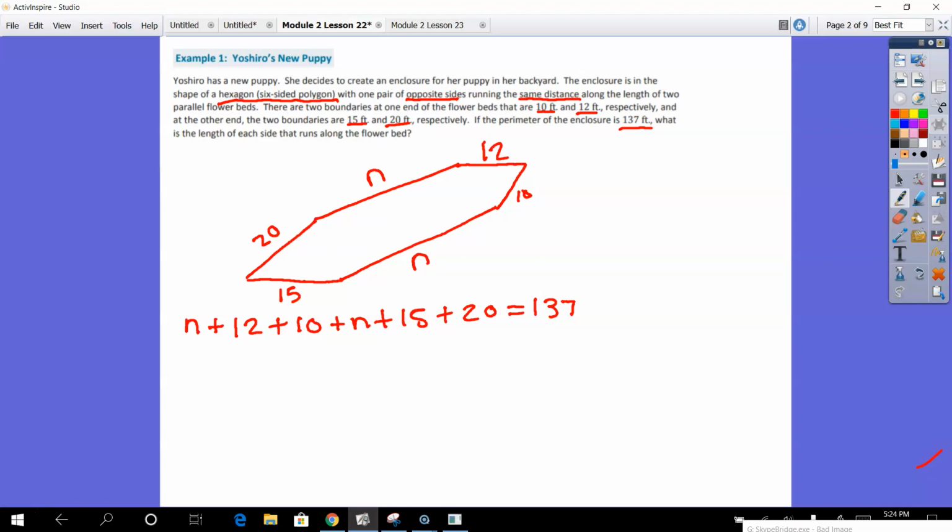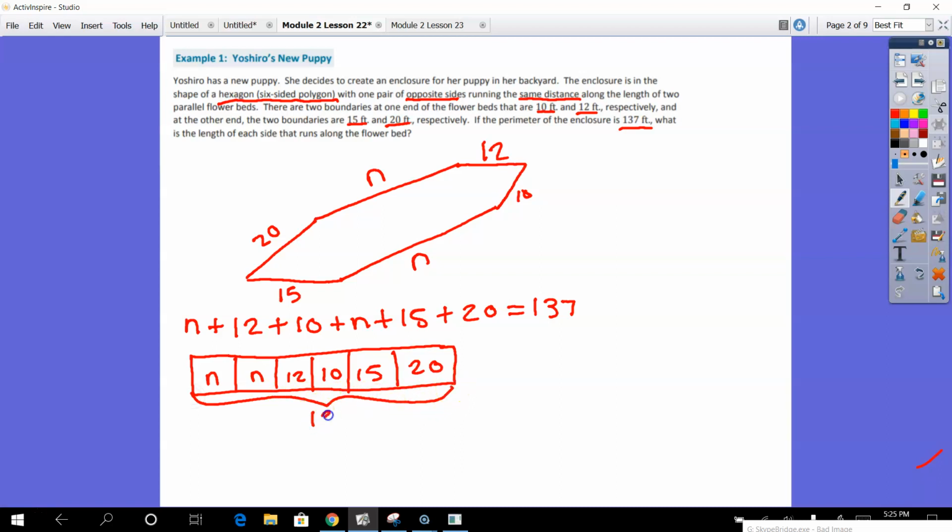Okay, we want to model the equation with a tape diagram. So I'm just going to put my N's together, next to each other. It's all addition, so we can move it around as we please. 10, 15, and 20. And the entire thing is 137. What we know are these measurements. So 20, 15, 10, and 12 together gives us 57. So the measurement we know is 57.